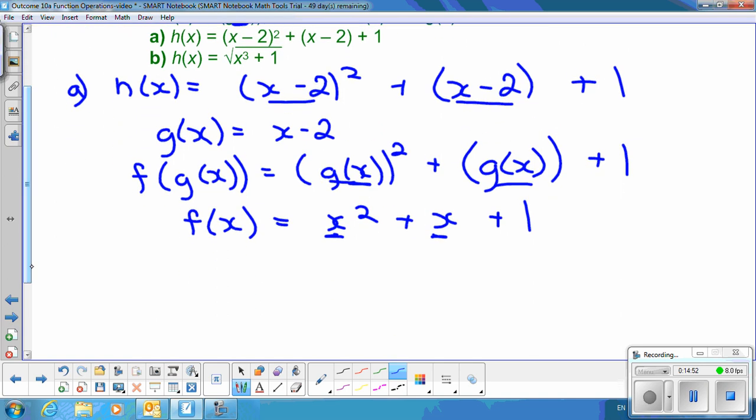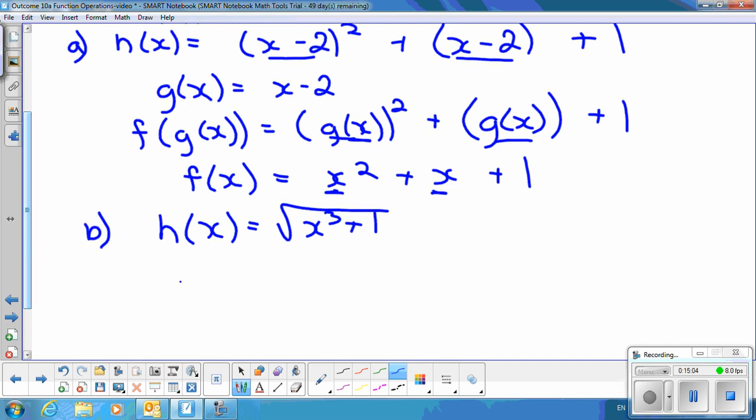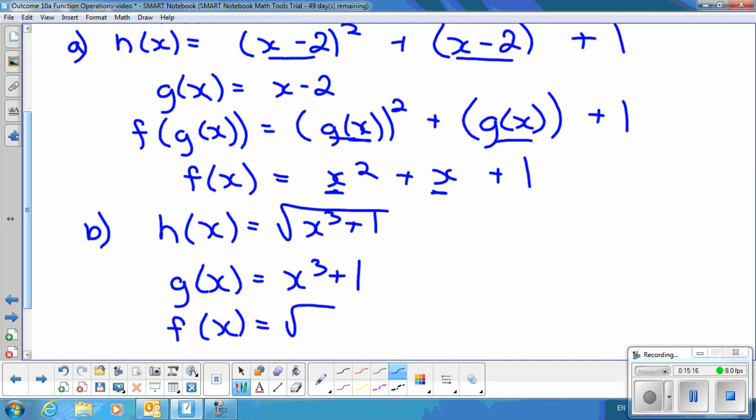For part B, we have h of x being equal to the square root of x cubed plus 1. We're going to let our initial function g of x be what's underneath that root sign. If g of x is x cubed plus 1, then f of x would have to be root x. And we can check that by substituting in. If we replace x with x cubed plus 1, we end up with our h of x.